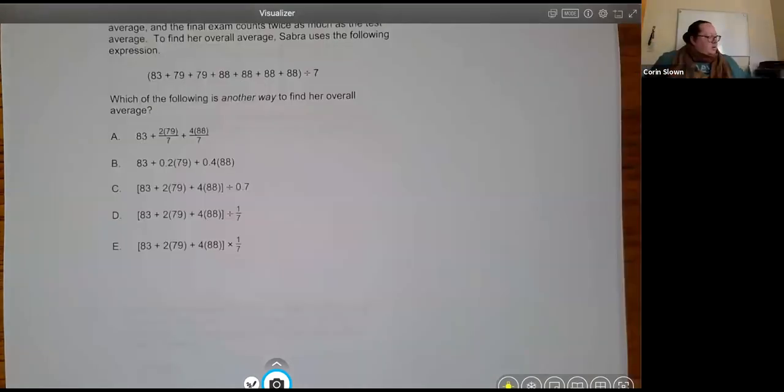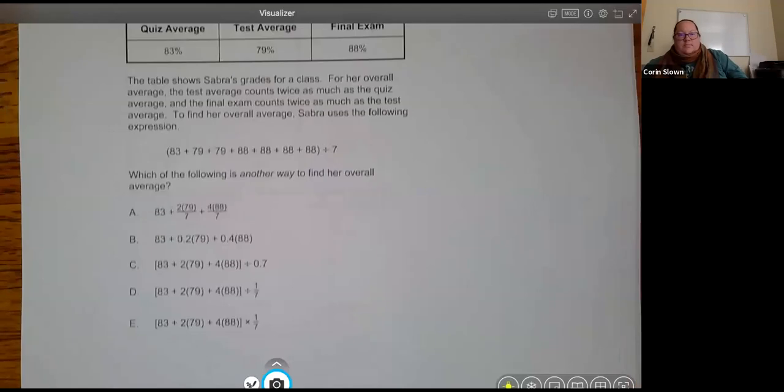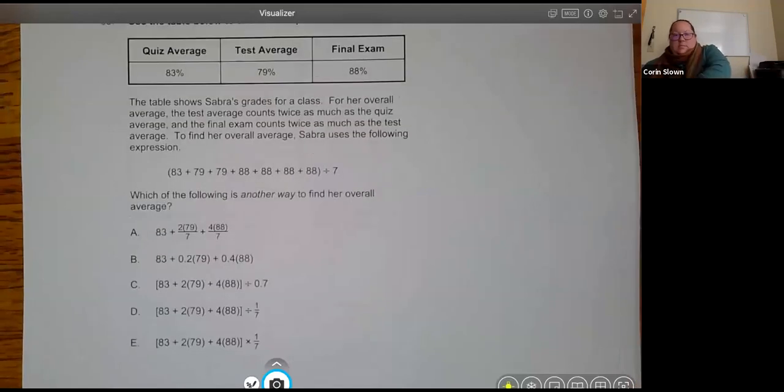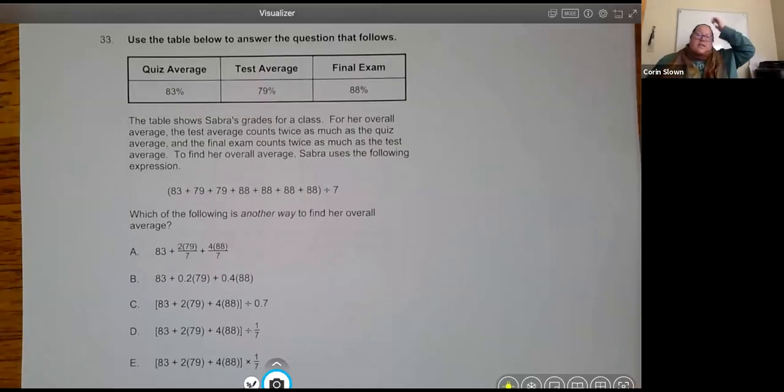Okay. 33, here we go. Use the table below to answer the question that follows. The table shows Sabra's grades for a class. For her overall average, the test average counts twice as much as the quiz average.